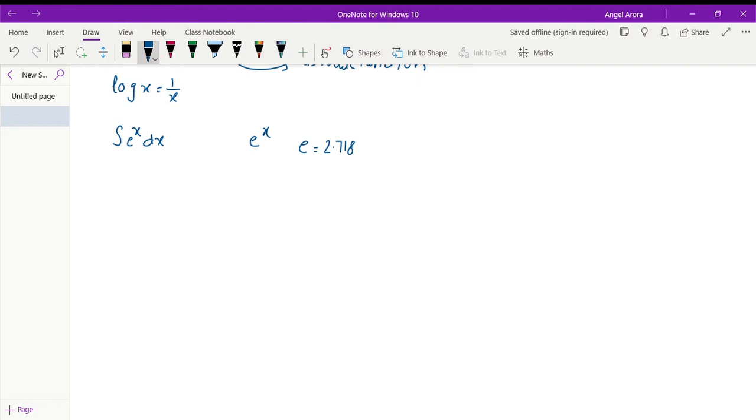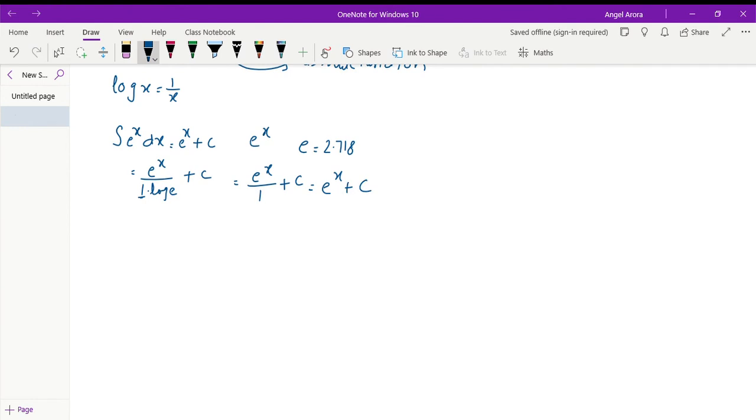So the integral of e^x dx is e^x + c. Actually, it is e^x upon 1 into log e plus c. So what is 1 here? 1 is the derivative of x, which is the exponent of e, and log e. We all know that the value of log e is 1. So it will be e^x upon 1 plus c, or simply e^x + c.